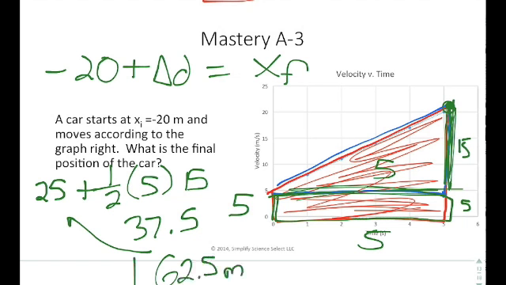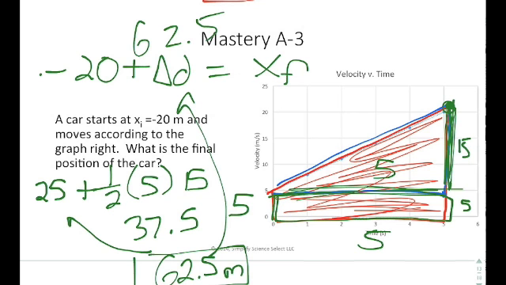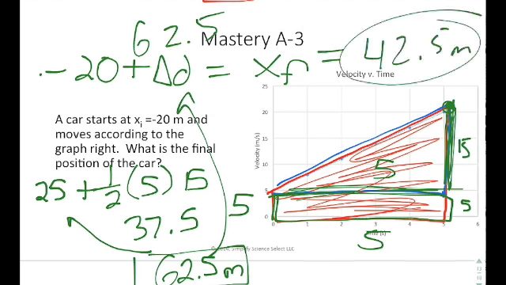But remember, that's our displacement. If we start at minus 20 and we move a positive 62.5, then we have to go ahead and add this in. If we add that in, we end up with the final position of 42.5 meters.